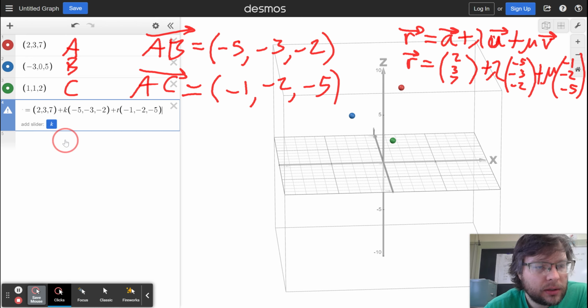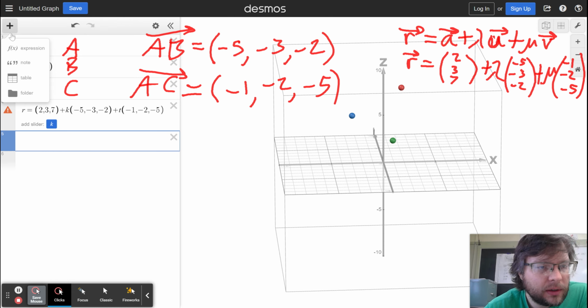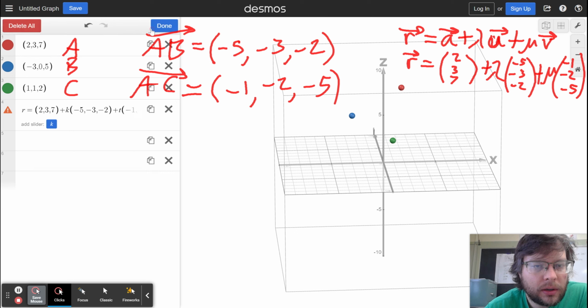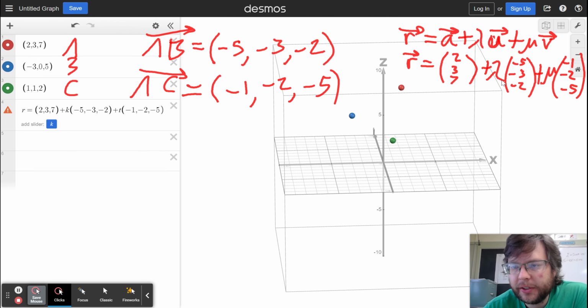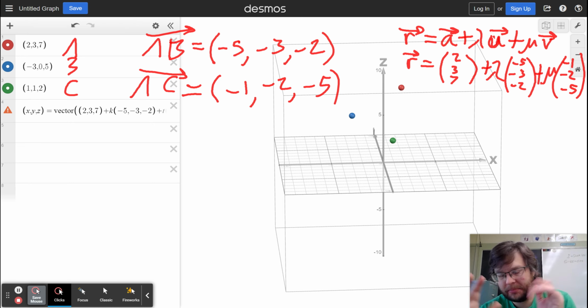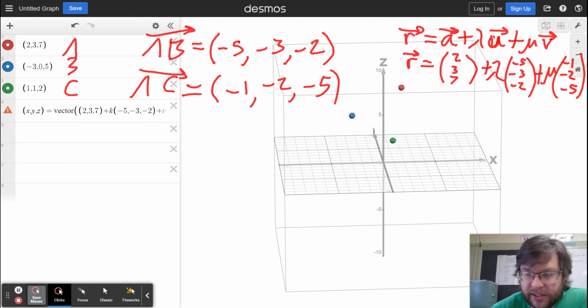Okay, let me try something else here. I'm going to add an expression. All right, I'm going to pause for a second and figure out how to get this plane equation to work. Okay, so I'm not immediately seeing how to graph it in the vector format. So that's okay. We'll switch it to our Cartesian format and then it should work out.